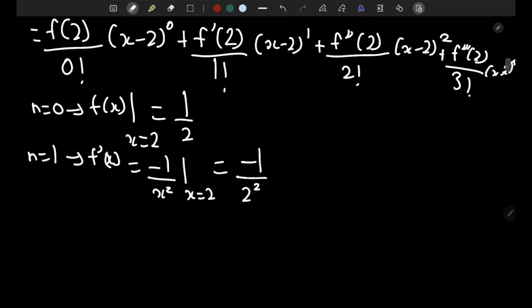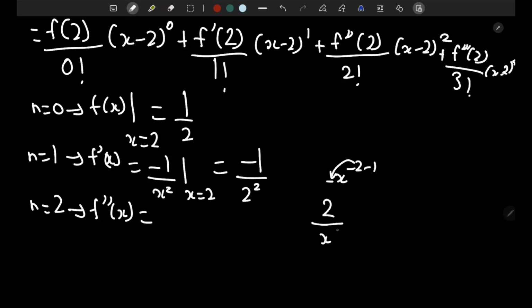Now when n is equal to 2, we have f double prime of x, which is equal to, if we bring this x above, negative x to the negative 2. So let's bring this down, so it will be positive 2 over x to the negative 3, and then you bring it down, so it's going to be 2 over x cubed as your function for f double prime. So 2 over x cubed, and evaluated at x is equal to 2, so we will get 2 over 2 cubed.